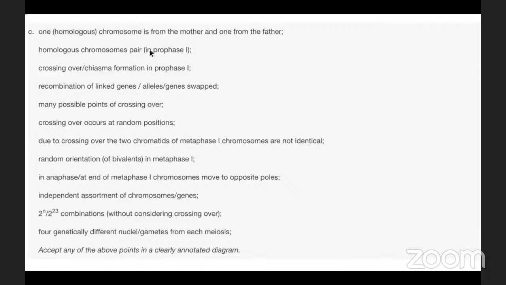Number two, homologous chromosomes are in pair in prophase 1. So waktu in pair in prophase 1 apa benda berlaku? Crossing over, where there is chiasma formation. So crossing over is the second source of variation. So that itself can be 2 marks.